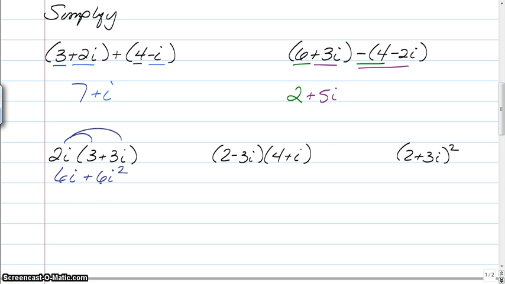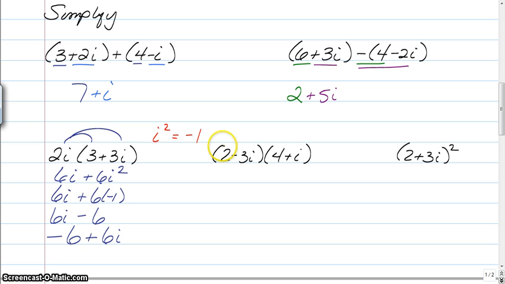Now, if you go back and think for a second, what did we say i squared was equal to? That's right, negative 1. So this is technically negative 1. So this is actually saying 6i plus 6 times a negative 1, so that's 6i minus 6. Just so you know, proper notation for complex numbers, the real number goes first and your imaginary goes second. So your final answer is negative 6 plus 6i.